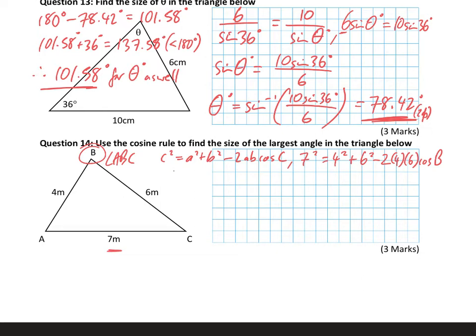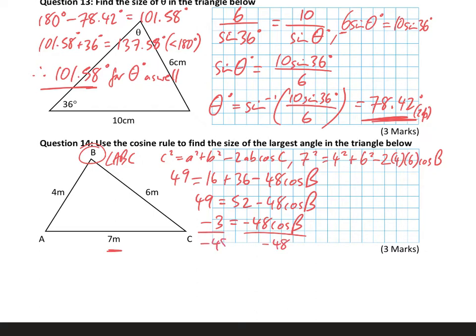And so we work that out. 7 squared is 49, equals 4 squared is 16, plus 36, take 2 times 4, 8, times 6, negative 48 cos B. Now you've got 16 plus 36, so you've got 49 is equal to 52, take 48 cos B. Take 52 from both sides, you're going to have negative 3 is equal to negative 48 cos B. Negative 48 is multiplying, so if I divide both sides by negative 48, that cancels.